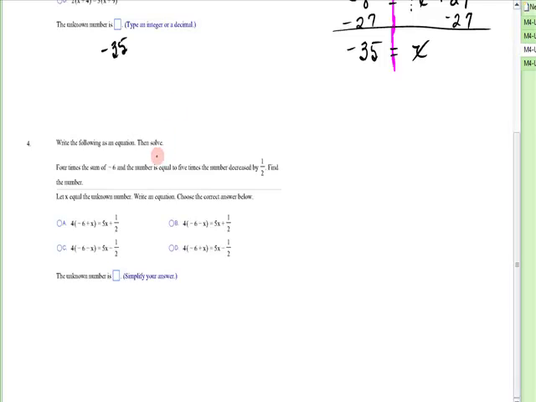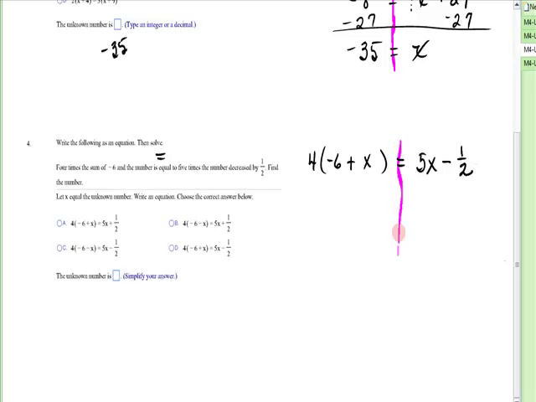Well, here's my equal sign. 4 times the sum. Remember that that means 4 times parentheses the sum, negative 6 and the number, is equal to 5 times the number. Now that's different. It doesn't say 5 times the sum or 5 times the difference. It says 5 times the mystery number. So that's just 5x decreased by 1/2.